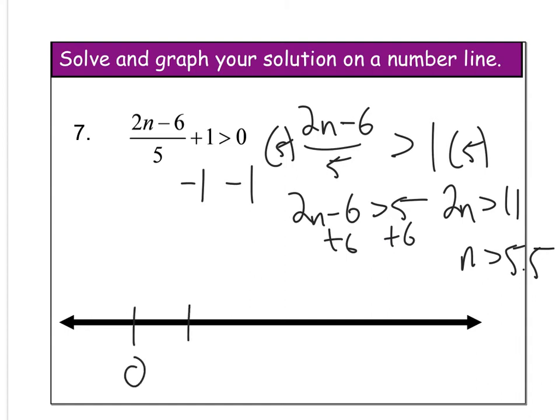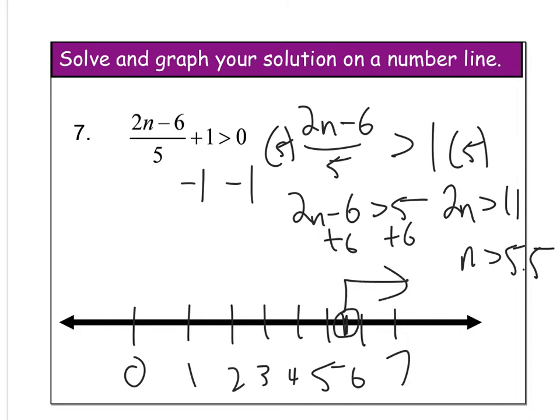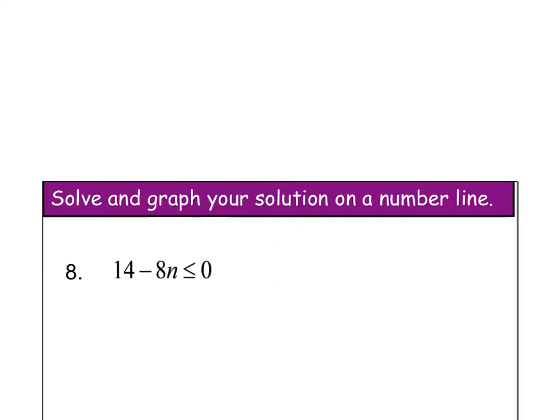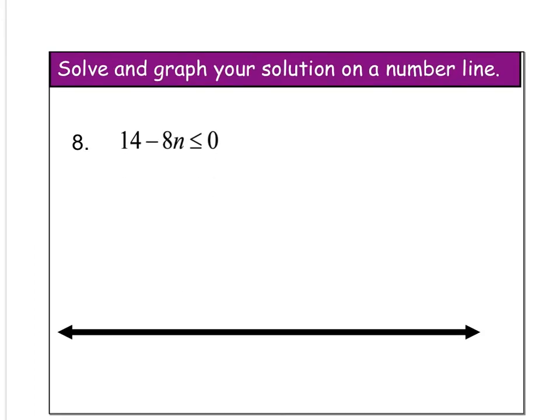So 7, 5, 6, 4, 3, 2, 1. Bigger than 5.5. 5.5 is right there, so I'm just going that way. That's all there is to it. I mean, hopefully some of you guys remember this from algebra, or even a little bit in geometry.